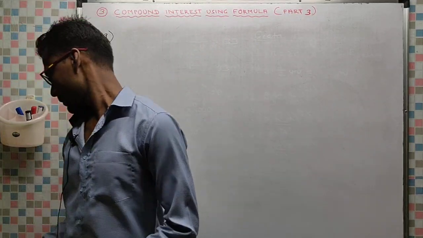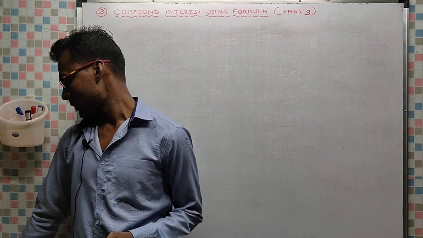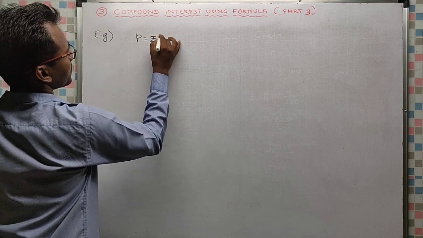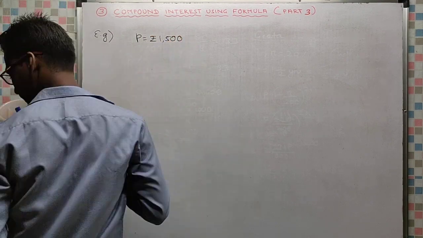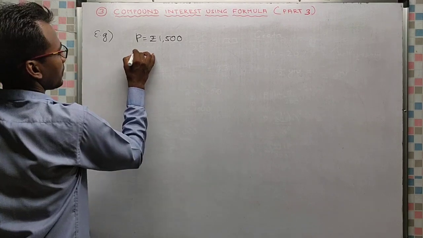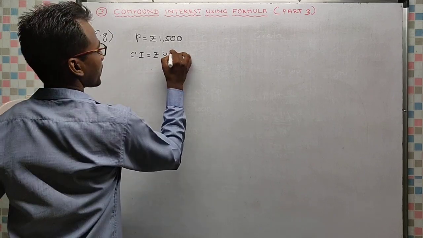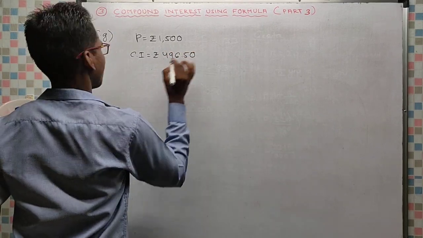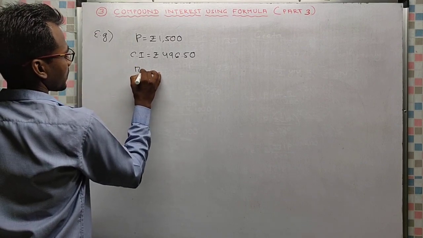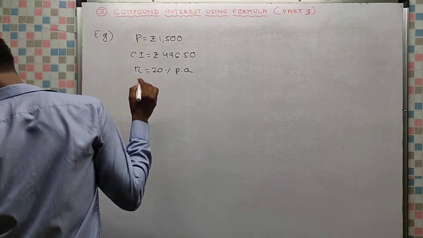Time has been asked. Rupees 1500 is the principal, which is given. Rupees 496.50 is the CI, which is given, at 20% per annum. So R is equal to 20% per annum, half yearly.